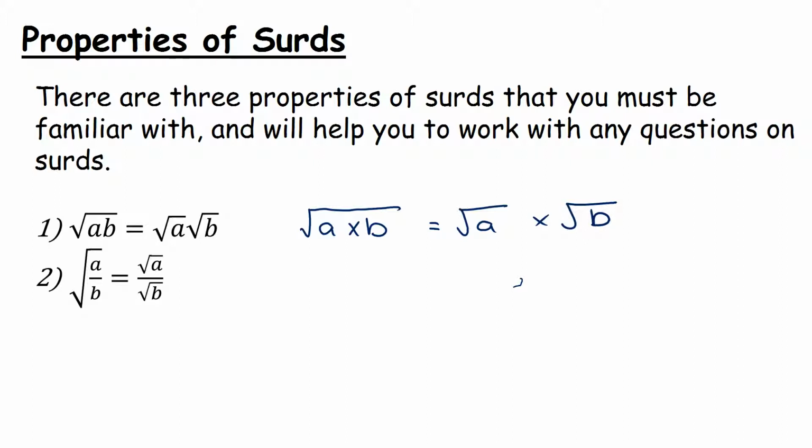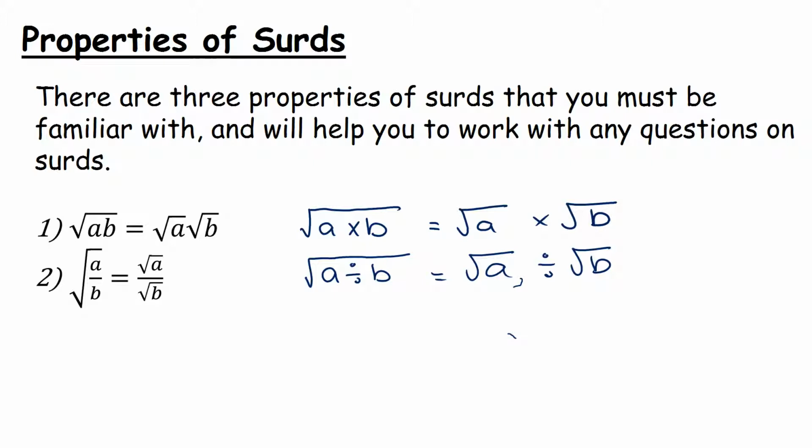The second property you need to work with is quite similar. It's about a fraction. If I have a fraction, and remember with a fraction we have division. So really what this is, if I have A divided by B under the square root, it's the same thing as the square root of A divided by the square root of B. So remember that fraction means division. Those two are like the opposites of each other.